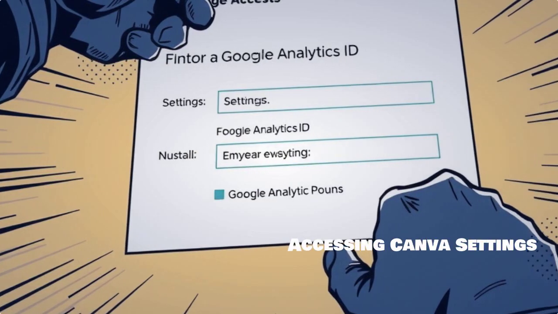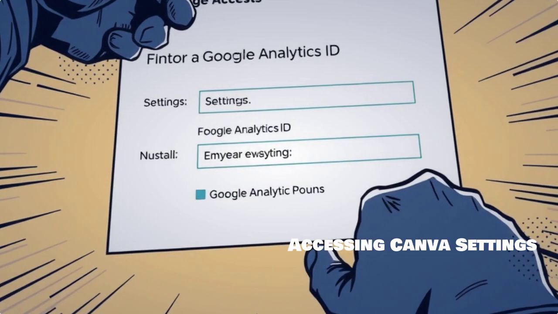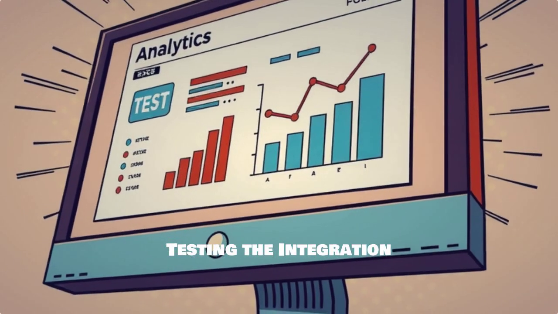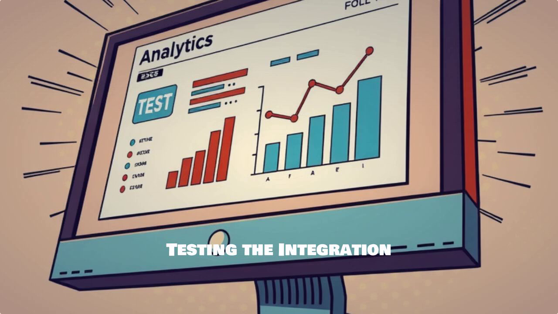Now, let's head over to Canva. Navigate to your settings and look for the Google Analytics section. This is where you'll input your tracking ID. Time to test the integration. Create a sample design in Canva and check your Google Analytics real-time reports to ensure data is flowing.